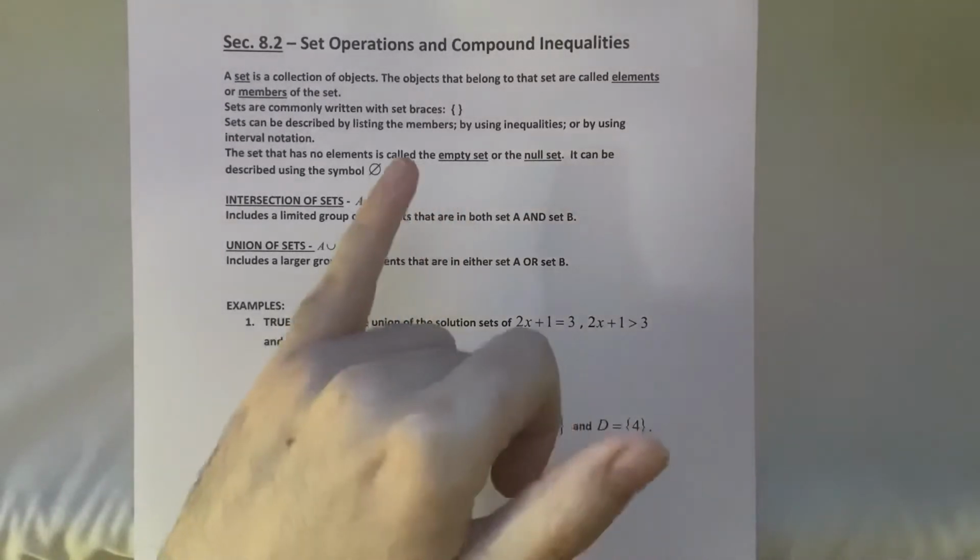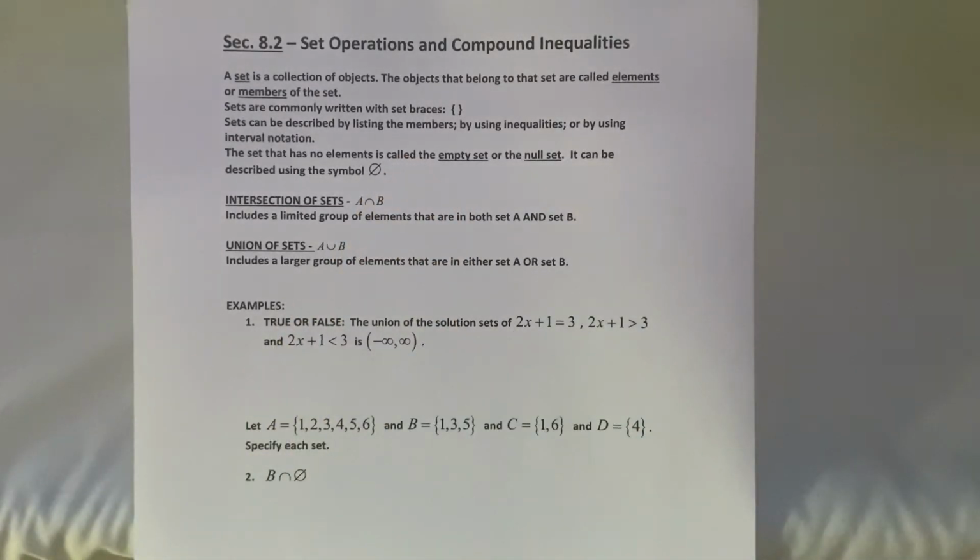They're usually written in braces if they have discrete solutions, and they can be described listing members using inequalities or interval notation, which is what we're most likely going to do. The set that has no elements is called the empty set, and it can be described with this circle with a line through it. Now, there's two main operations we do with sets: intersection and union.